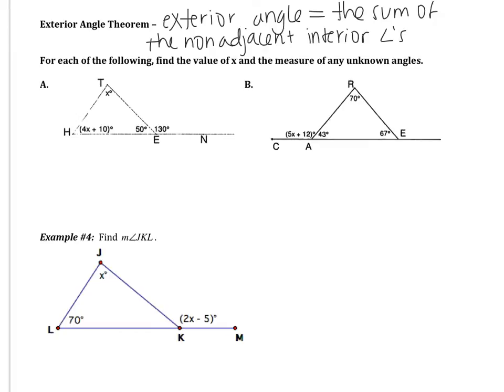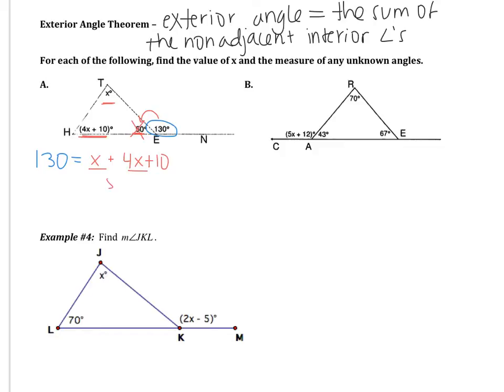So to show you what I mean, we're just going to jump in with example A. So my exterior angle here is 130. So 130 equals the sum of the non-adjacent interior angles. Okay, so in this case I have 3 interior angles. One of them is adjacent to the 130, and that's the 50. Adjacent, they're right next to each other. That's not the one I want then. I take the 2 that are non-adjacent and I add them up. So x plus 4x plus 10. The one that's adjacent or right next to the exterior angle, that's the one we don't use. And now solve like normal.